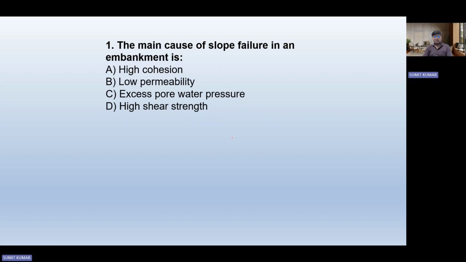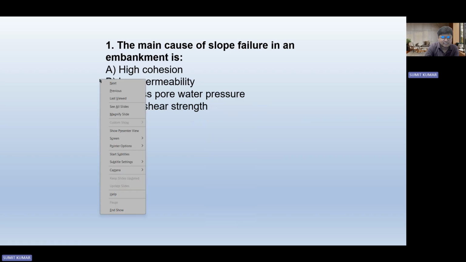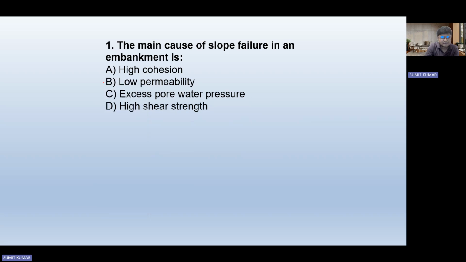Now, first is, the main cause of slope failure in an embankment is: high cohesion? No. If the cohesion is good, it could increase the strength. So why would that be the main cause of slope failure? Low cohesion could be a chance of slope failure, so that is never going to be our answer for this case. The second option says low permeability, right? Low permeability is also not the answer, because if there is low permeability, that doesn't mean the slope gets failed. So this is also not the answer.